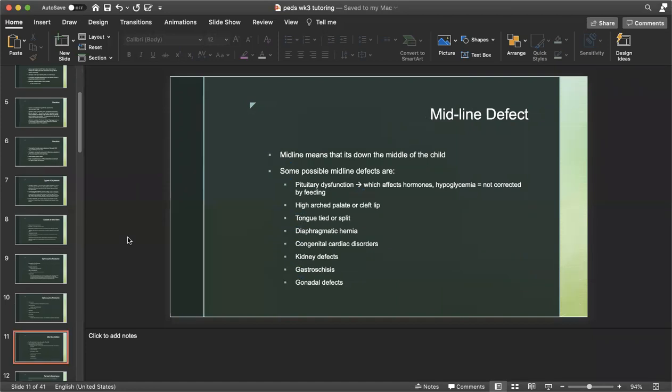So midline defects. Midline means that it's down the middle of the body, so in the middle of the child. So some midline defects are pituitary dysfunction, which affects hormones, and hypoglycemia, which isn't corrected by feeding. High arched palate or cleft lip, tongue-tied or tongue split, diaphragmatic hernia, congenital cardiac disorders, kidney defects, gastroschisis, sorry, I don't know how to say that, and then gonadal defects.